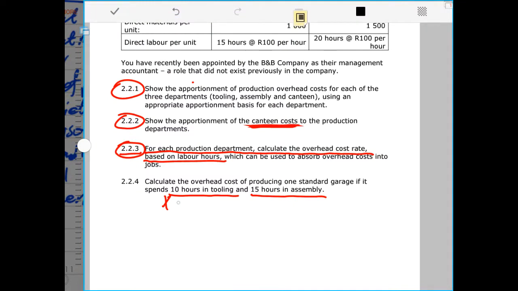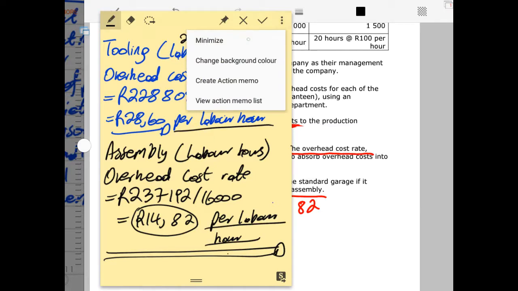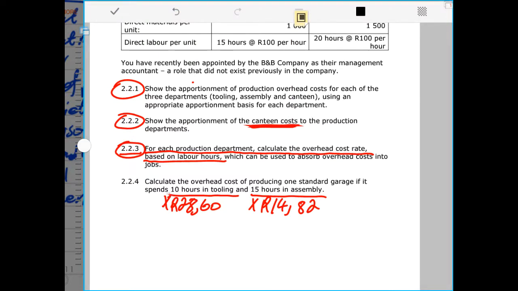So we'll just have to multiply by 28 rand 60 here. Then we get our overhead cost per unit, and here we'll have to multiply by 14 rand 82 cents, if I'm not mistaken, because we already have the rate, and this rate is per labor hour. And we are already given the number of hours it will take to complete one unit in the tooling department, and also the number of labor hours it takes to complete one garage in the assembly department.